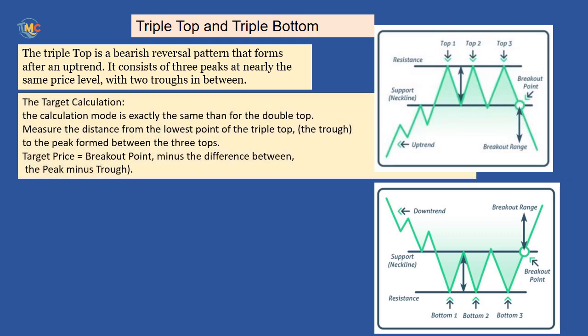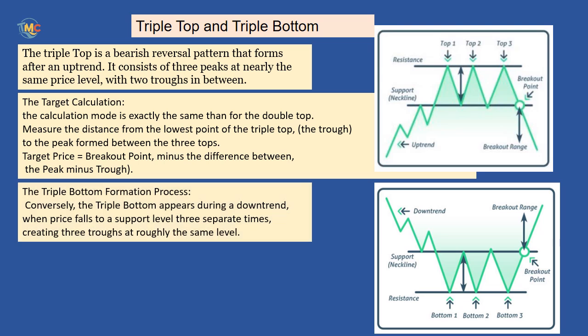The target calculation. The calculation mode is exactly the same as for the double top. Measure the distance from the lowest point of the triple top, the trough, to the peak formed between the three tops. Target price equals breakout point, minus the difference between the peak minus trough. The triple bottom formation process.